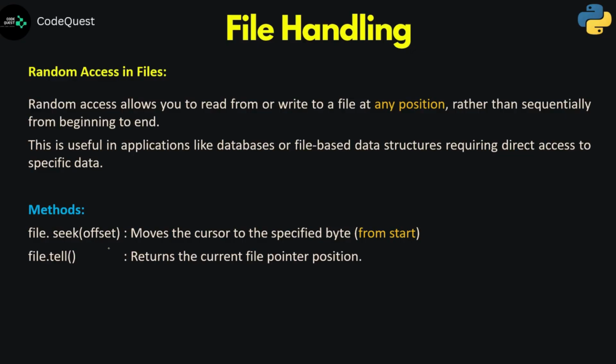Now, the tell function is the one which is going to be used whenever you want to know at what index or what byte position your file object is currently located. So at any point of time, if you want to know the current position where the file object is placed, you can confirm that by using this tell function.